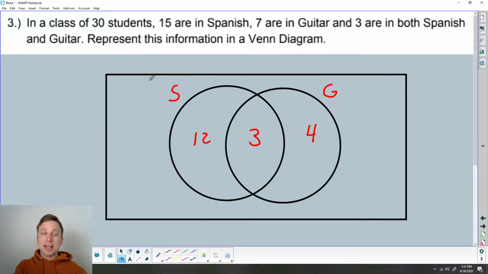So now, like I said, the whole set, our universal set, has to add to 30. Well, we have 12 and 3 to make 15. 4 more to make 19. So we're missing 30, take away 19, we're missing 11 students. So 11 students in this class are in neither Spanish nor guitar. And there we have it. If we add these numbers together in these 4 regions, we get 30 students.